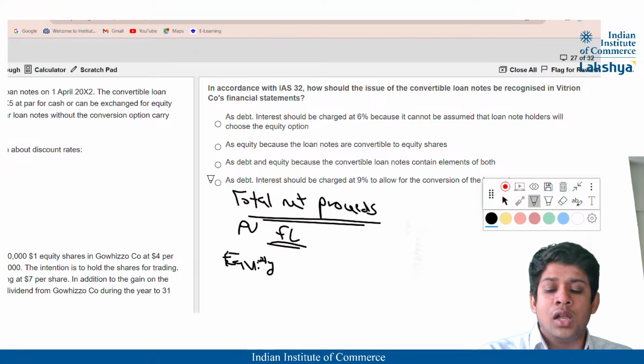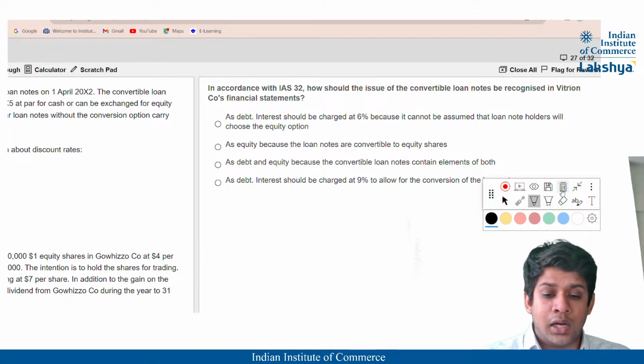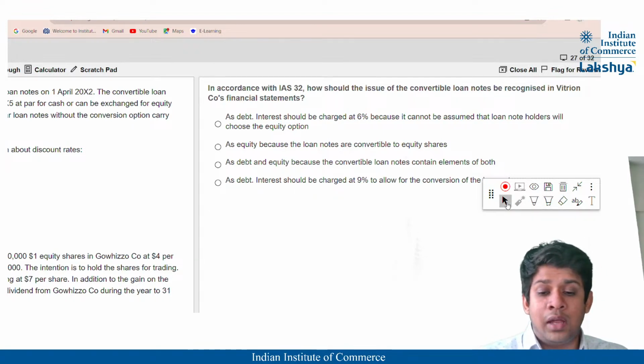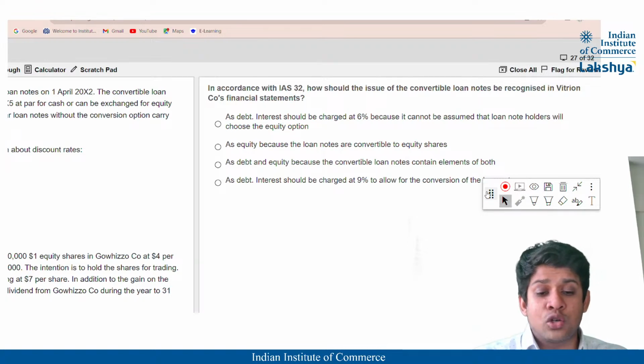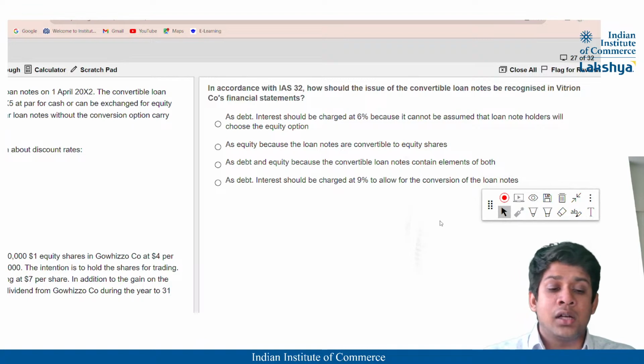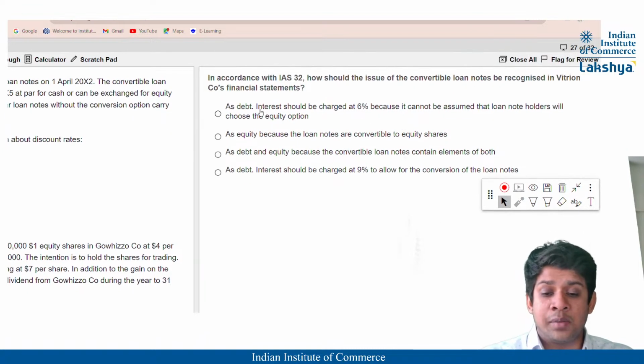Correct. Because this is with me right now. From this, whatever the liability is reduced, the residual value is my equity. Correct. Now, the question is asking me that in accordance with IAS 32, how should the issue of the convertible loan notes be recognized in Withdrawn Company's financial statements?